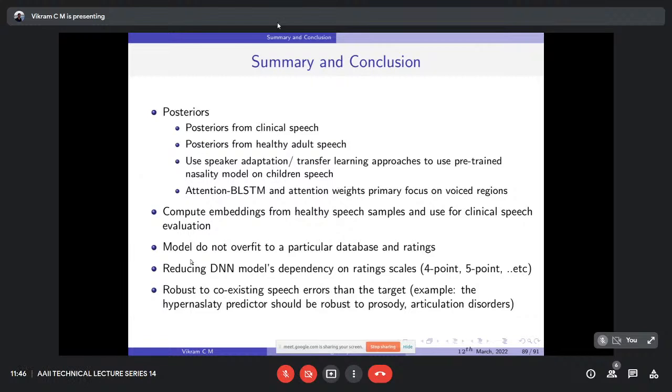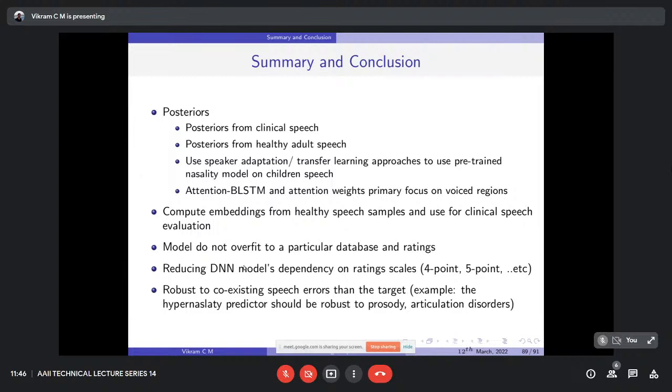Next is one more important thing we need to consider in research: the model should not overfit to a particular database and rating. Suppose we want to evaluate voice quality in dysarthria and in vocal fold disorders. Voice quality evaluation is important in both, but the model should not overfit to a particular disorder. It should be more generic across both disorders, so that it is easily accepted by clinicians or any paramedical team.